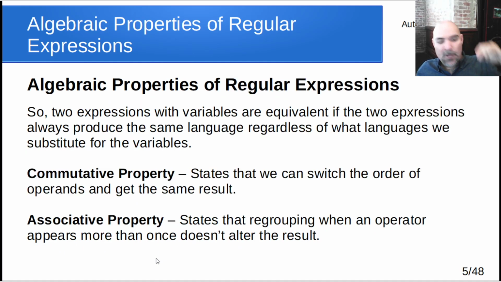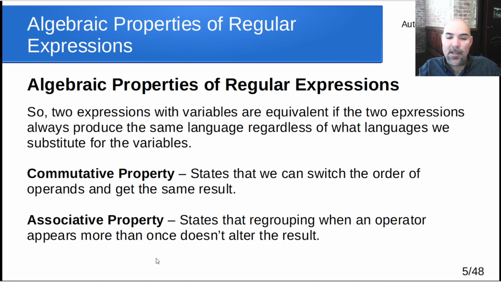Okay, so algebraic properties of regular expressions, we have those as well, just like we have them for algebra and arithmetic. The idea here is that two expressions that have variables are equivalent if the two expressions always produce the same language, regardless of what languages we substitute for the variables. In other words, that's essentially what an algebraic property is. It doesn't matter what we plug into some variable, we'll always get an equivalent one by manipulating it in that particular way.